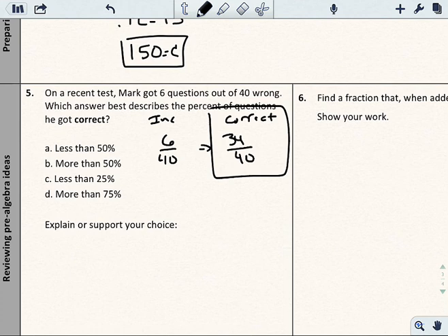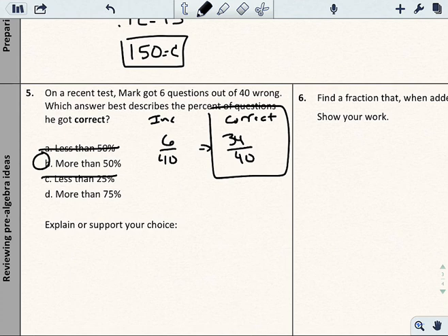Less than 50% correct? Well, 20 out of 40 would be 50%. That's half of 40. So it's definitely not that one. More than 50% correct? Definitely got more than 50% correct. Less than 25%? No, because he wasn't less than 50. And now the last part is more than 75%. Now here's where we have to do estimation.